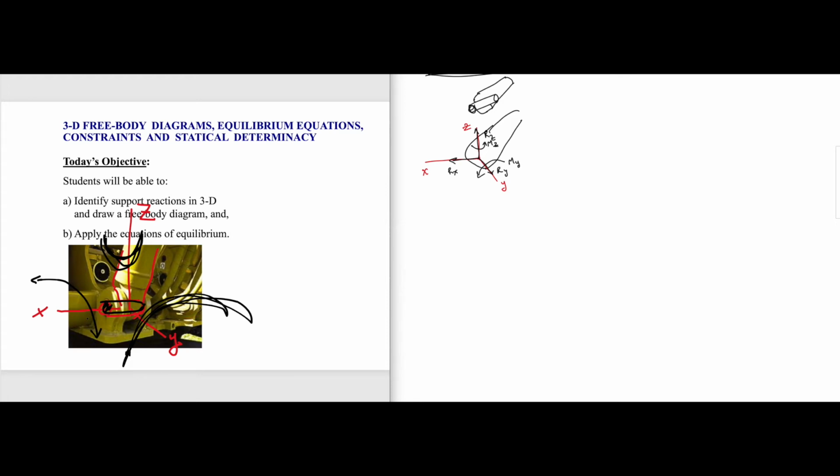Because this support does not allow you to rotate, or it does not allow the member to rotate with respect to Z axis, there is a moment reaction Mz. It does not allow rotation with respect to Y axis, so we have a moment reaction along Y. So that's how we represent the support with the respective support reactions.